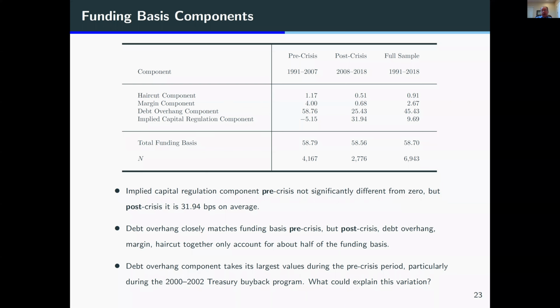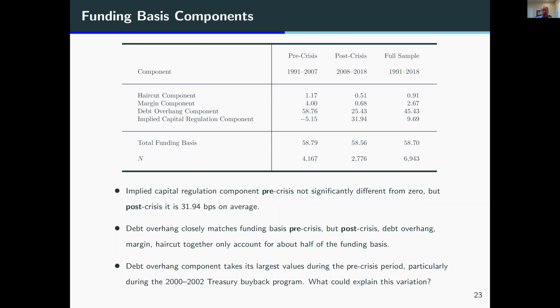Similarly with the margin component. The debt overhang component, using the Anderson, Duffie, and Song model, actually is pretty significant pre-crisis because interest rates were much higher. The difference between unsecured debt costs and secured debt costs was higher. So it was about 60 basis points pre-crisis. Since the financial crisis, it's been quite a bit lower because spreads are tighter. But again, it's about 45 basis points over the full sample.